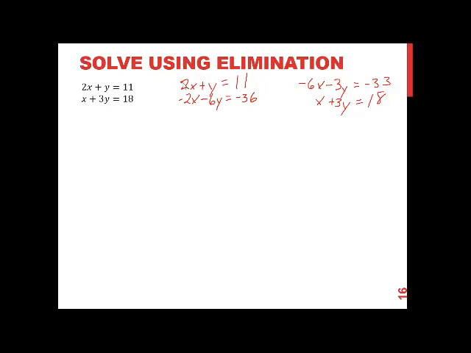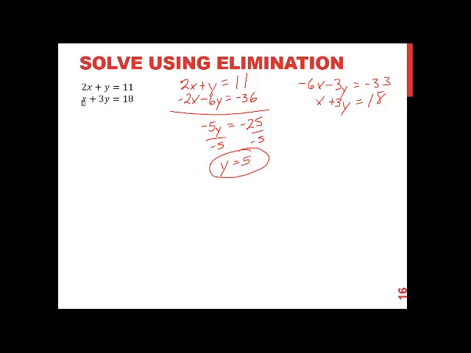Either way, we're going to be able to eliminate one of the variables. It doesn't matter which variable you eliminate, it's just whichever you like better, whichever one is easier. Let's stick with the first one. 2x minus 2x, the x's go away. y minus 6y is -5y. 11 minus 36 is -25. Divide both sides by -5, and we get y equals 5.